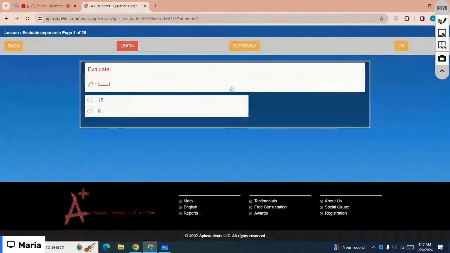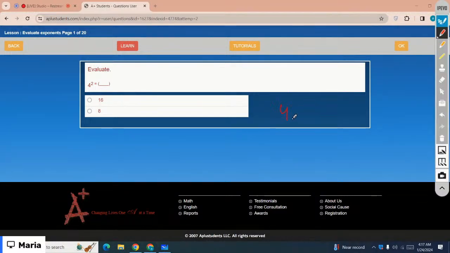Okay, you have to evaluate 4 exponent 2. That means you need to multiply 4 how many times? You need to multiply 4 two times. Because the exponent is 2, you have to do 4 times 4. Yes, the correct option is 16. Got it?